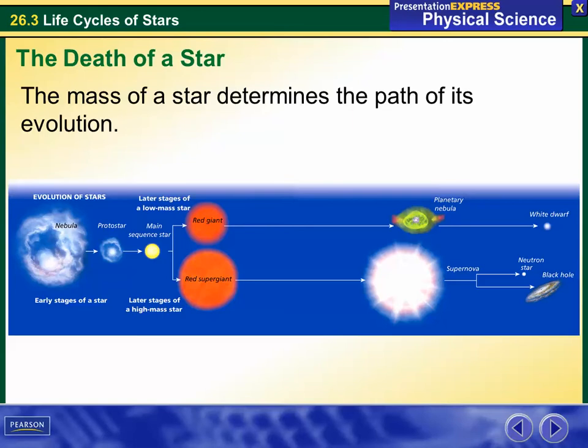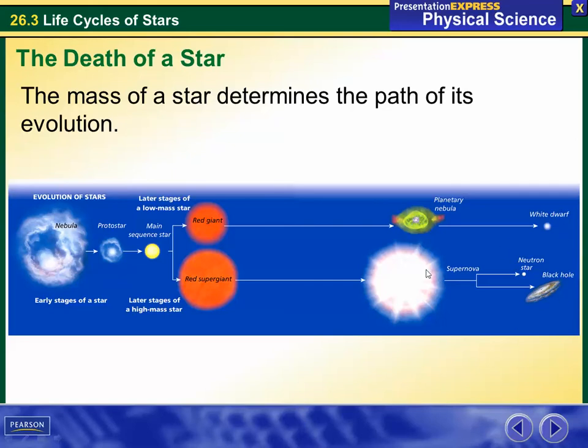All stars start as a nebula, then they become a protostar, and then they follow the main sequence. After main sequence, they either become a red giant or a red supergiant. Then they can become a planetary nebula, then a white dwarf, or they can go through a supernova, neutron star, and black hole. So these are our three end games here.